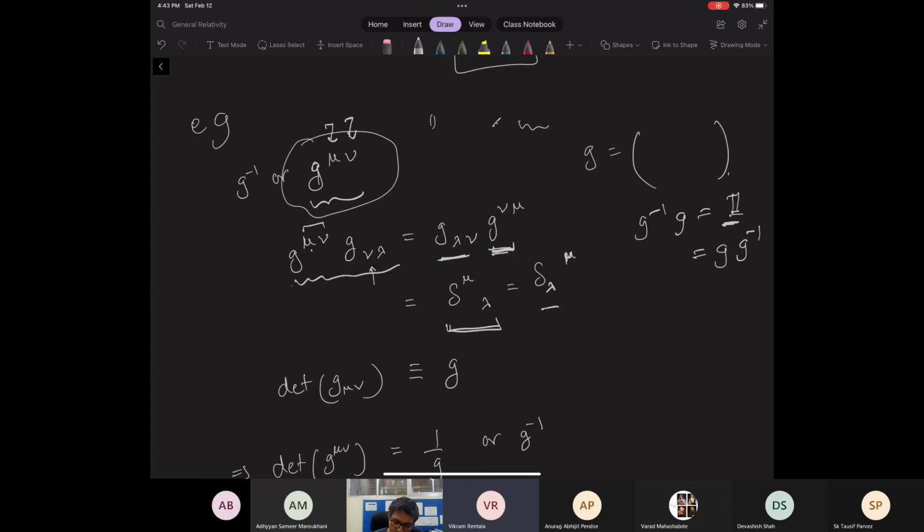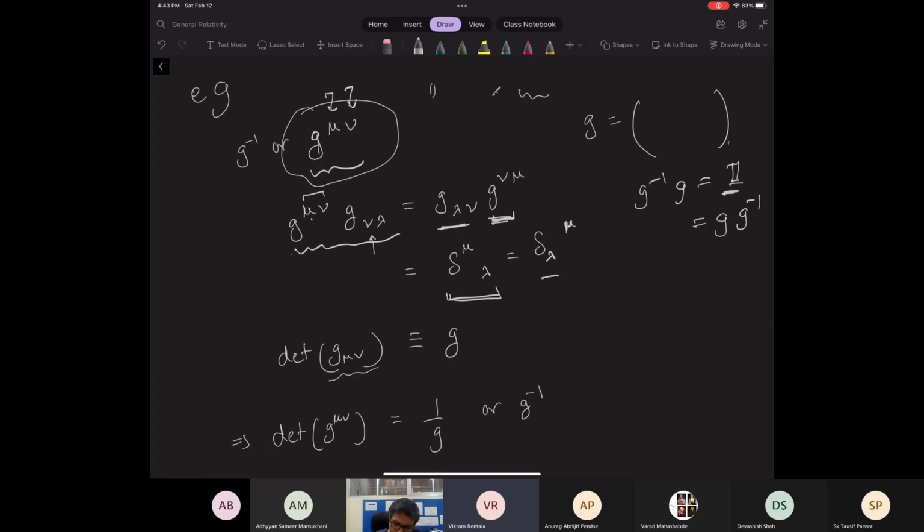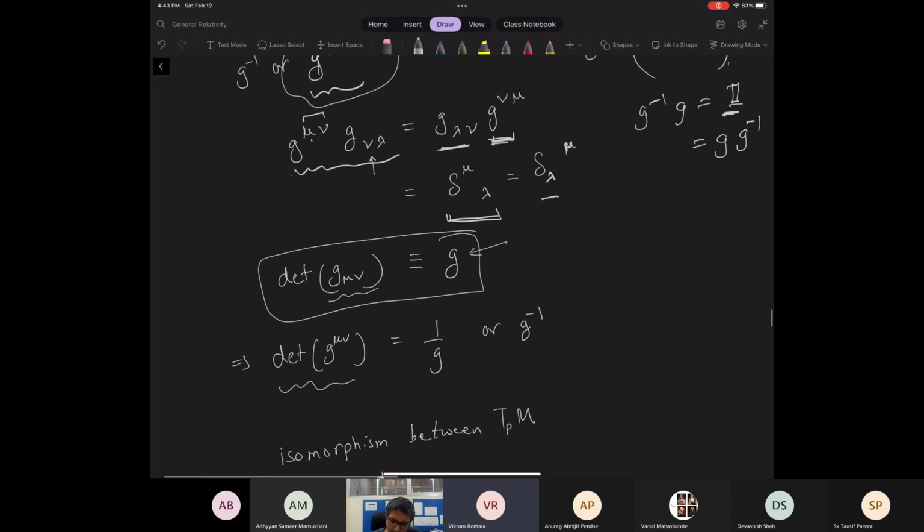So we also define the symbol determinant of G mu nu as just small g. And the determinant of the inverse metric, that is G upper mu nu, we write as 1 by g, or equivalently sometimes just g inverse, meaning g raised to the power -1. It's a number. The determinant is a number, evaluated at a specific point P on the manifold.